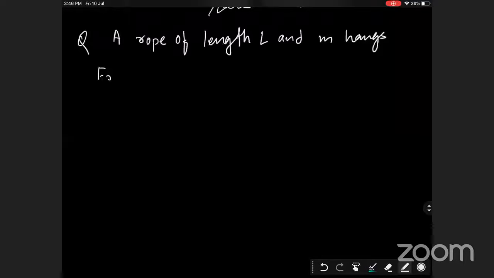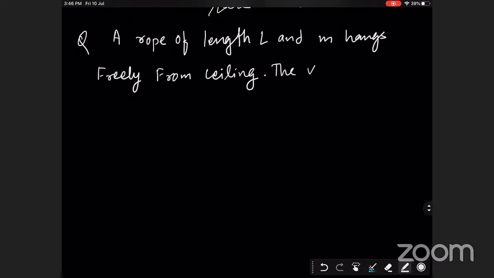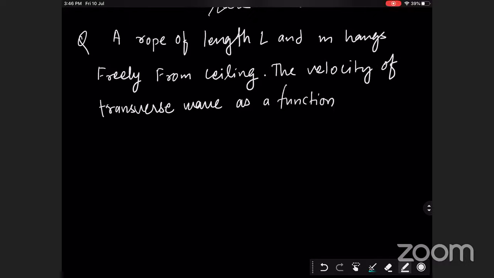A rope of... Children, there are a lot of questions, what to do? We will have to do all the questions, all the patterns of questions. A rope of length L and mass M hangs freely from the ceiling. The velocity of transverse wave as a function of positive x along the rope.